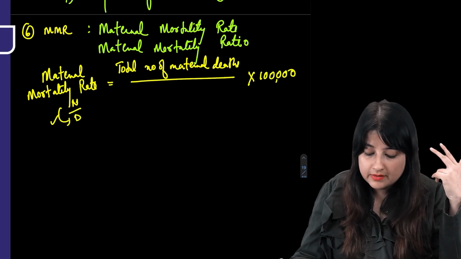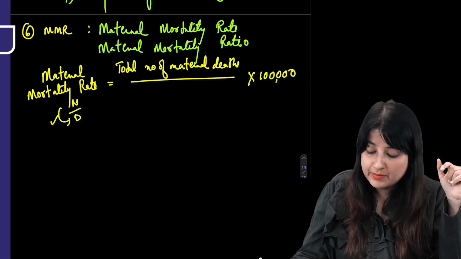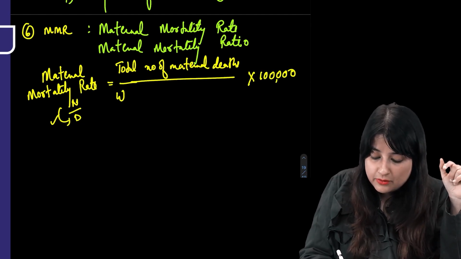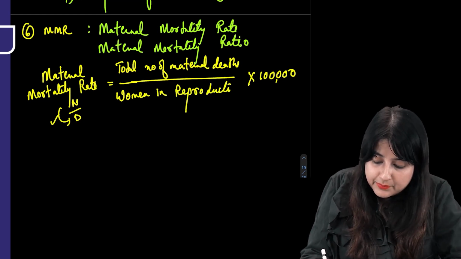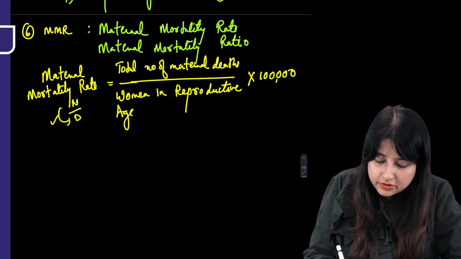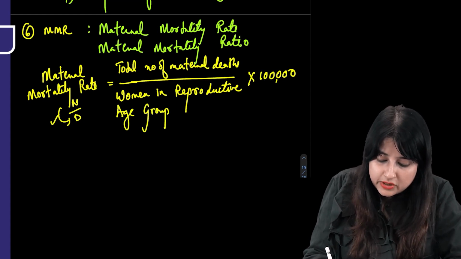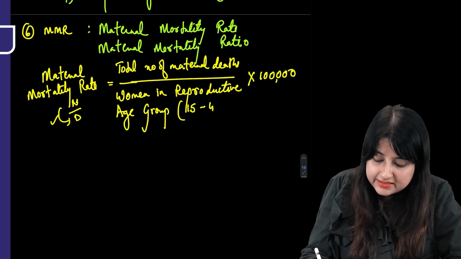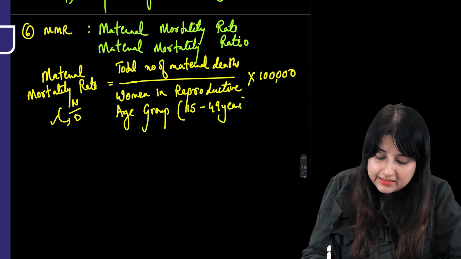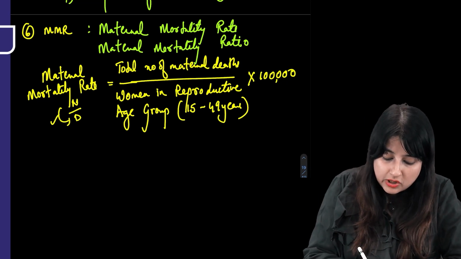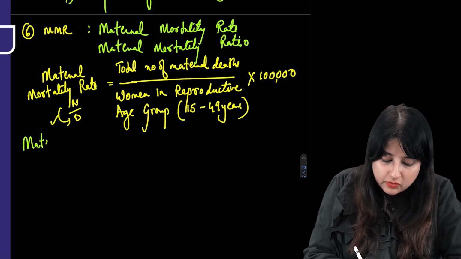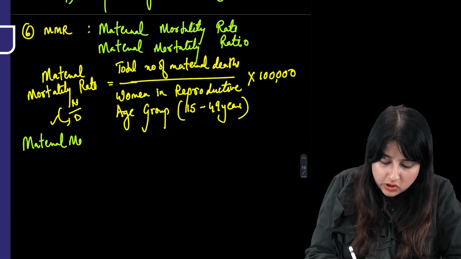Now it is rate, so numerator has to be part of denominator. Per 1 lakh women in which age group? Per 1 lakh women in reproductive age group. And what is the reproductive age group that we consider? 15 to 49 years.